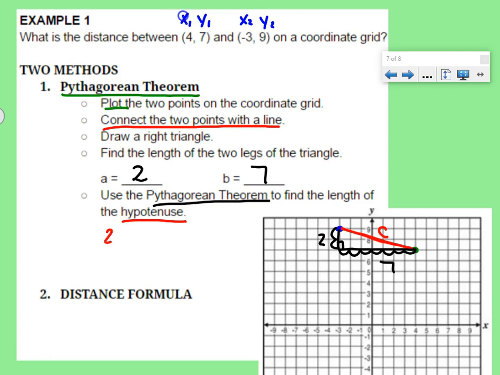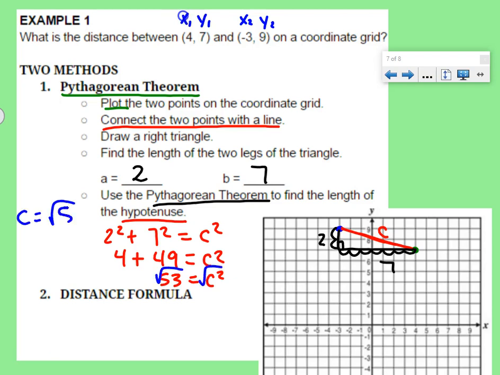So we would say a squared, so 2 squared, plus b squared, 7 squared, equals c squared. 2 squared is 4, 7 squared is 49, 4 plus 49 is 53, so we'd have 53 equals c squared. Take the square root of both sides, and we would get c equals the square root of 53. And that would be about 7.2 if you wanted a decimal approximation. So that's how we could use the Pythagorean theorem. We would just graph the points and make that right triangle and then use the Pythagorean theorem.